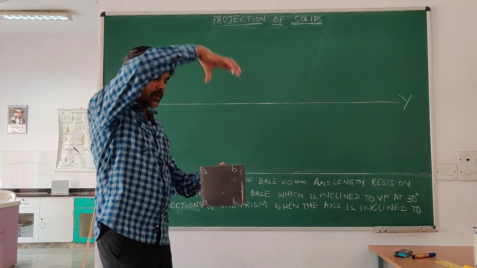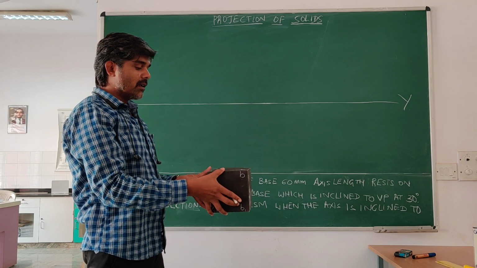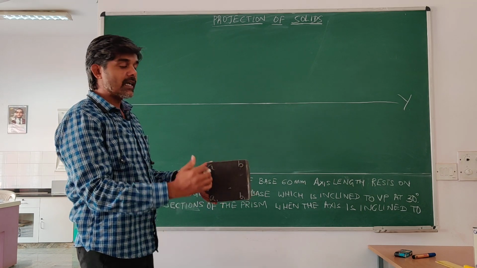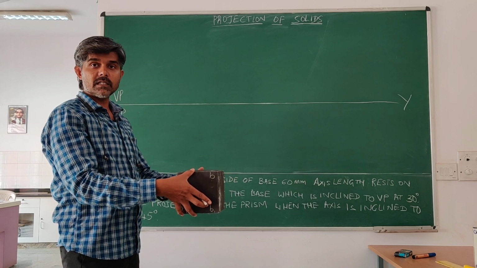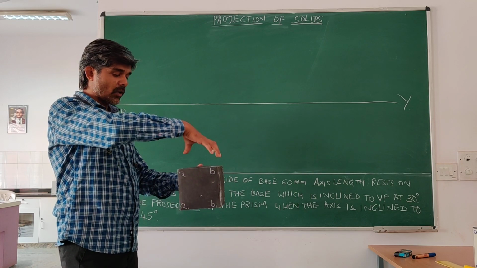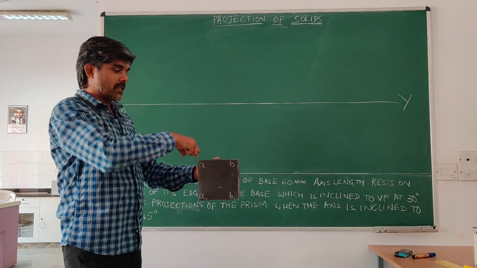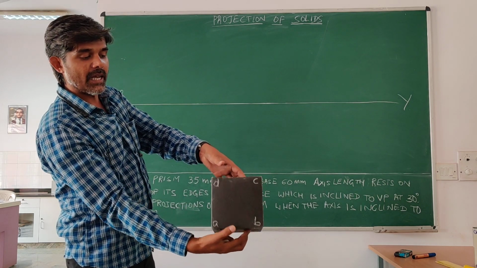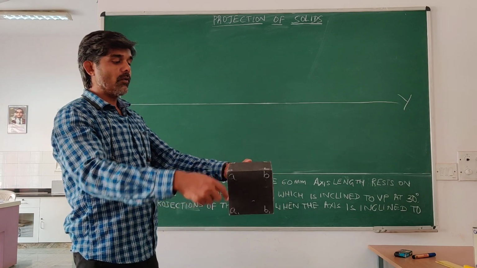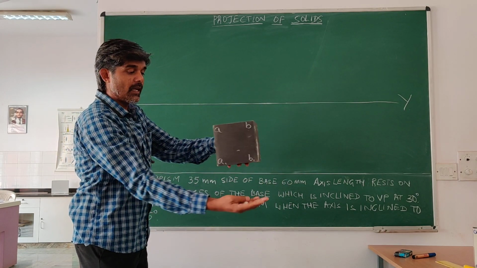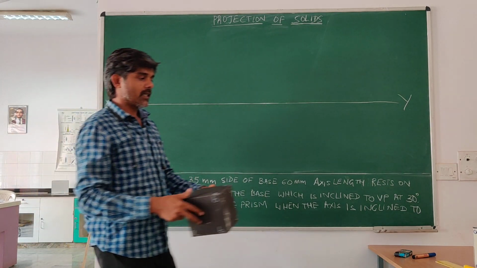Now let's start with the projection on the HP, that means the top view. If the observer sees from here, we will keep it in such a position where he can see or draw the projections easily. In this position the observer can imagine easily and draw the projections. If we see from the top, what he can see is the top face. The top face is named A, B, C, D. When the observer sees, we will get a square. That square we have to draw here.